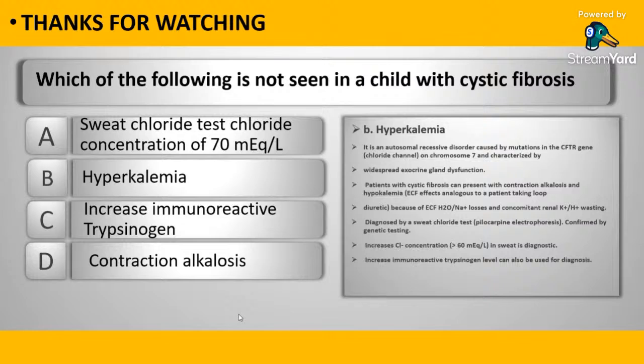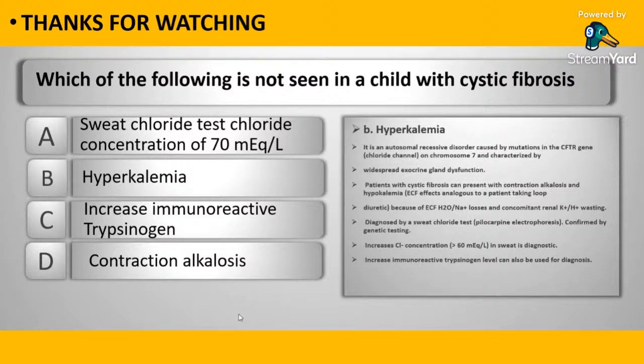So what happens in cystic fibrosis? It is an autosomal recessive disease caused by mutation in the CFTR gene, that is the chloride channel on chromosome 7, characterized by widespread exocrine gland dysfunction. Patients with cystic fibrosis can present with contraction alkalosis and hypokalemia. ECF effects are analogous to a patient taking loop diuretics because of ECF H2O and Na plus losses and concomitant renal K plus and H plus wasting. So it leads to hypokalemia.